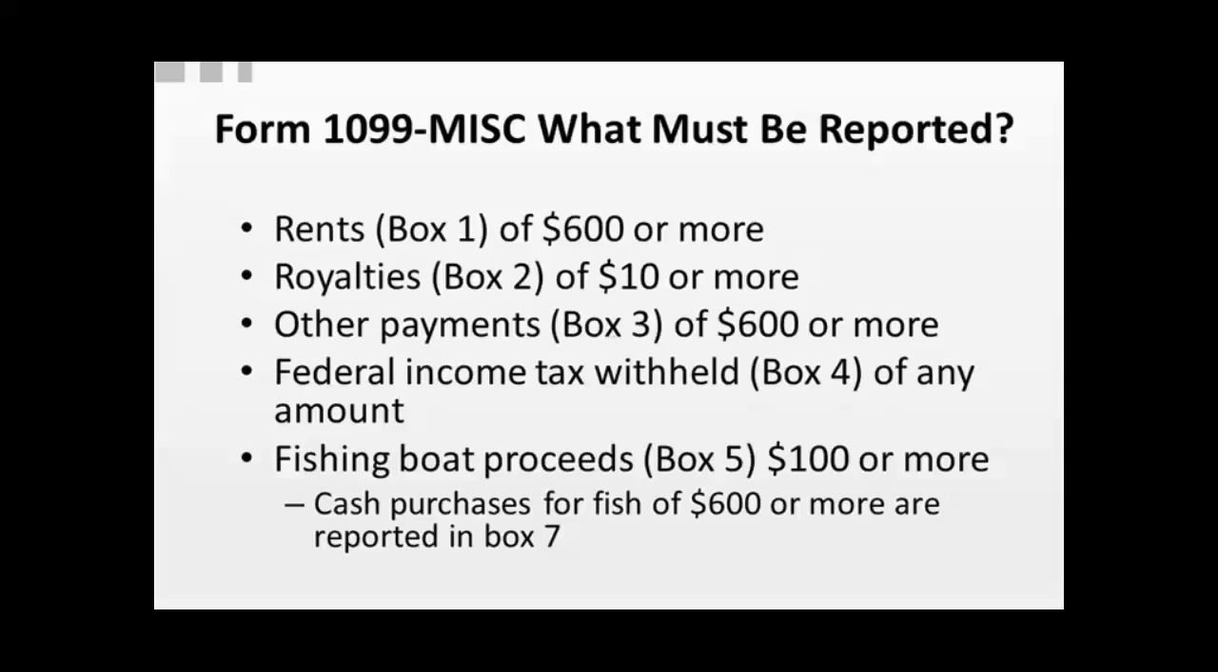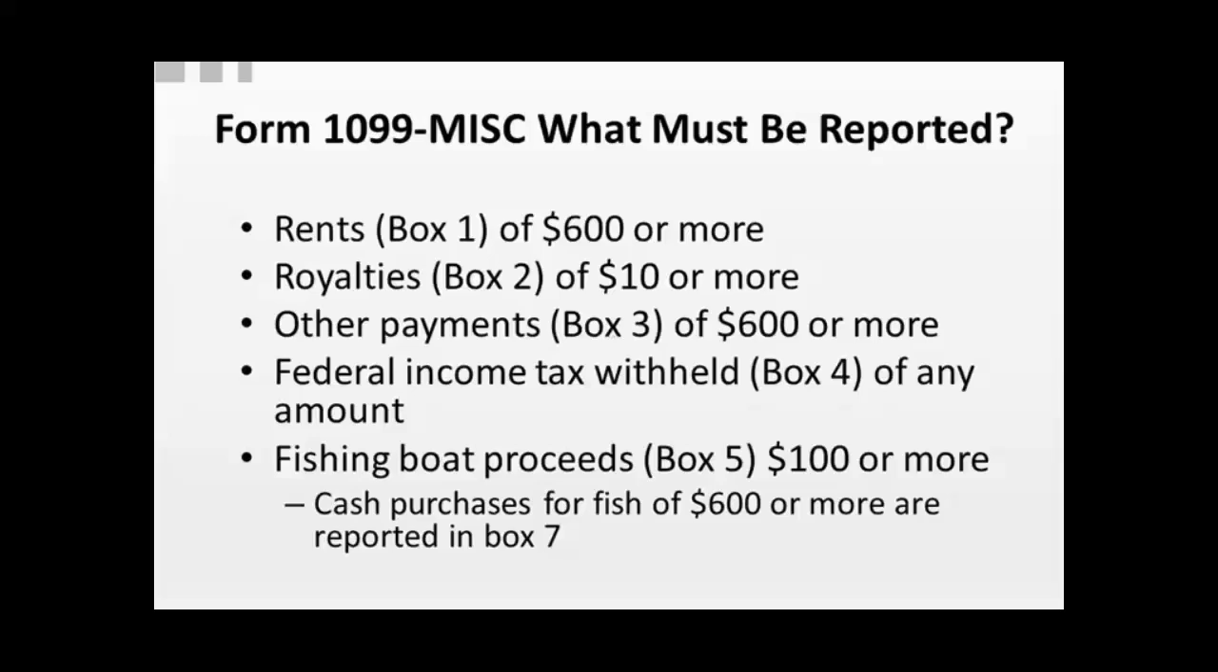Other payments, Box 3 of $600 or more. This includes a number of things, such as prizes and awards, not prizes and awards to employees, but prizes and awards to non-employees. And in some cases, a prize and award from a vendor to employees is considered to be paid by the business itself, or paid on behalf of the business by the vendor, and so it still would be wages rather than showing up on a 1099 miscellaneous.